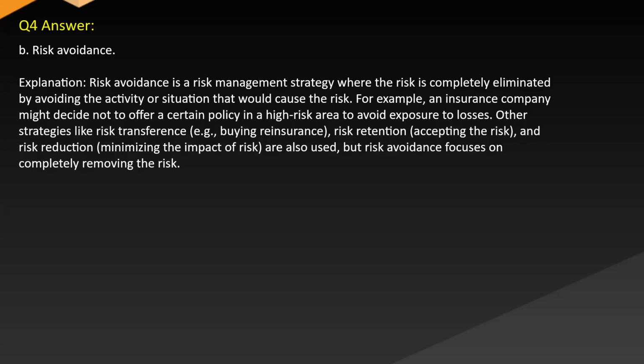Answer. B. Risk avoidance. Explanation. Risk avoidance is a risk management strategy where the risk is completely eliminated by avoiding the activity or situation that would cause the risk. For example, an insurance company might decide not to offer a certain policy in a high-risk area to avoid exposure to losses. Other strategies like risk transference, e.g., buying reinsurance, risk retention, accepting the risk, and risk reduction, minimizing the impact of risk, are also used, but risk avoidance focuses on completely removing the risk.